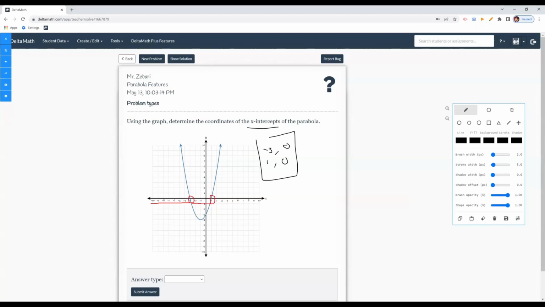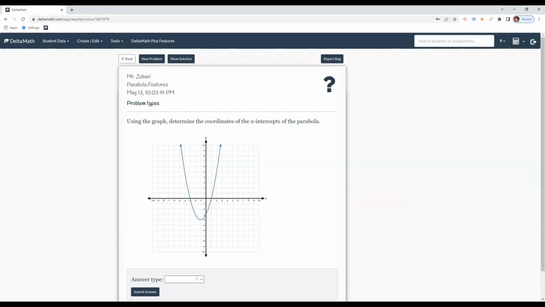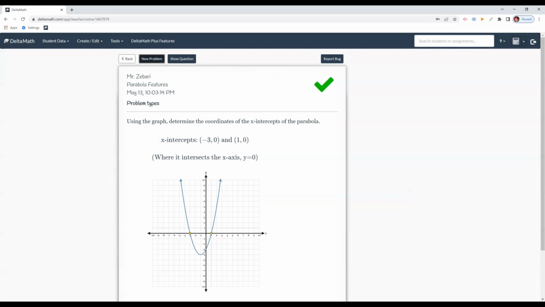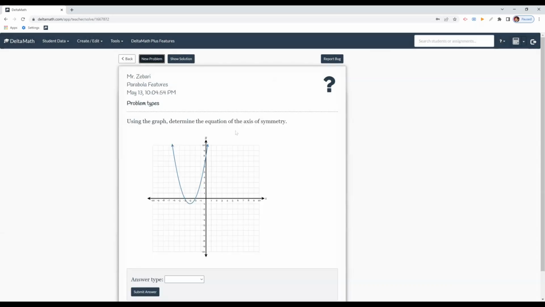So these are going to be our 2 points. So let's input that in. Hopefully you got that same answer as me. And that's correct. Let's go to another one of these x-intercept problems.